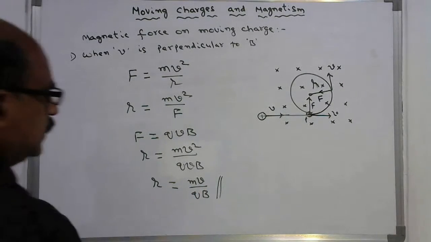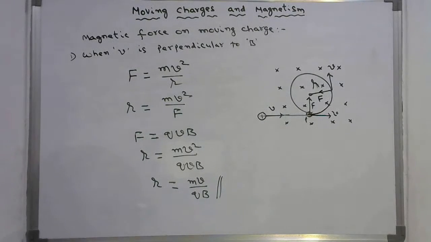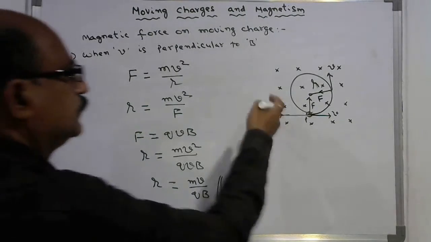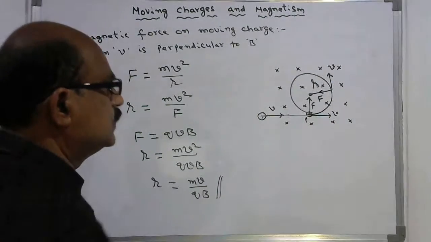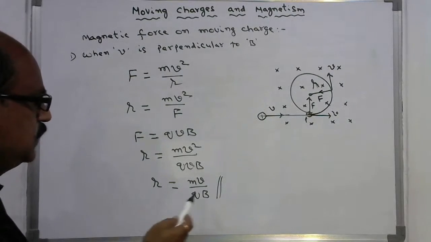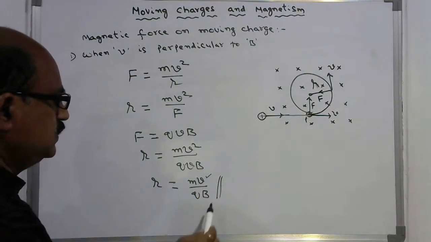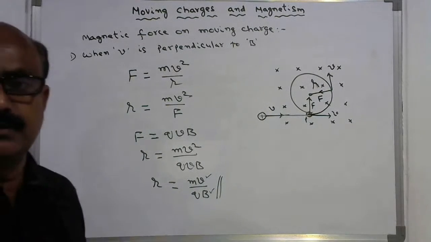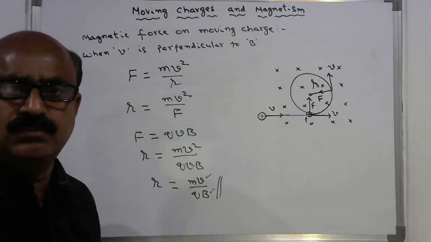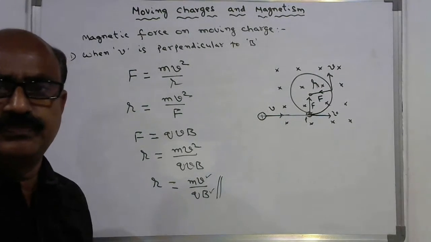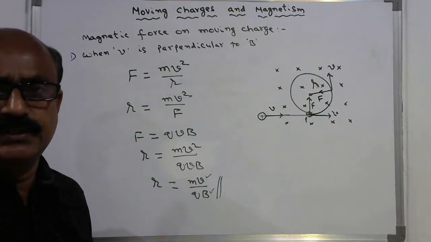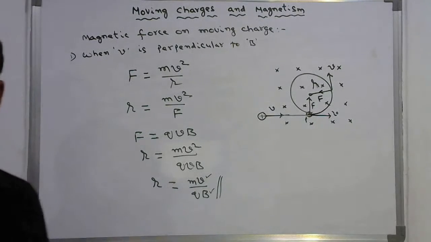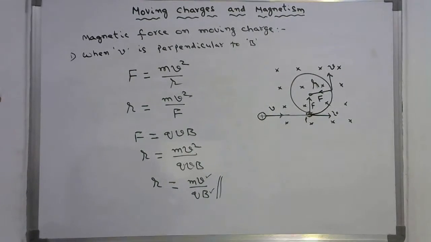So this is the radius of the circular path through which the charge moves. So r depends on the velocity of the charge and the magnetic field intensity. The more the velocity, the more the radius. So this is how we can find the radius of the circle when V is perpendicular to B.